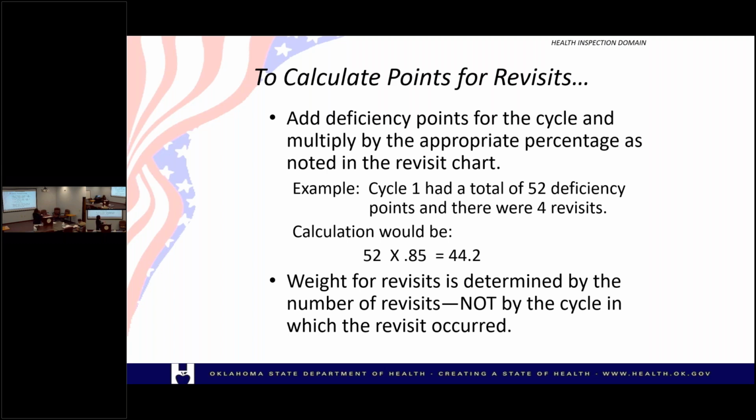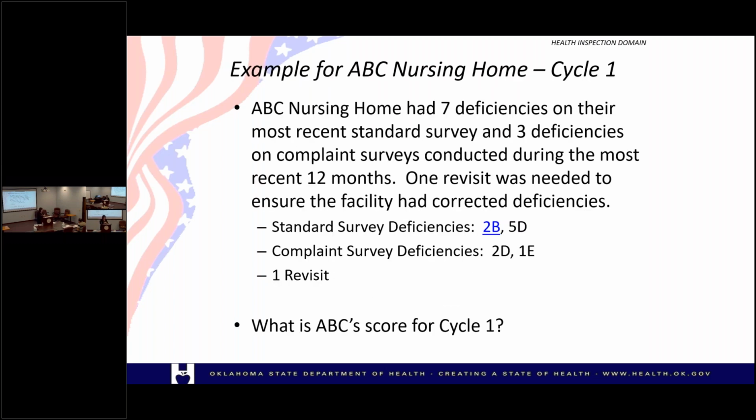So let's take a look at this. Let's walk through this example. Example 1, ABC Nursing Home had 7 deficiencies on their most recent standard survey, 3 deficiencies on complaint surveys in the most recent 12 months. 1 revisit had to be done to ensure that the deficiencies were corrected. So going back to this survey deficiency score chart, a standard survey under 2B would get how many points?